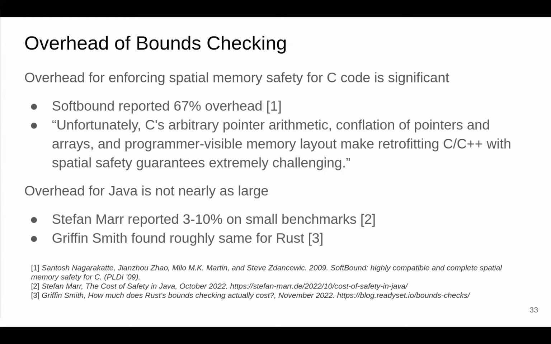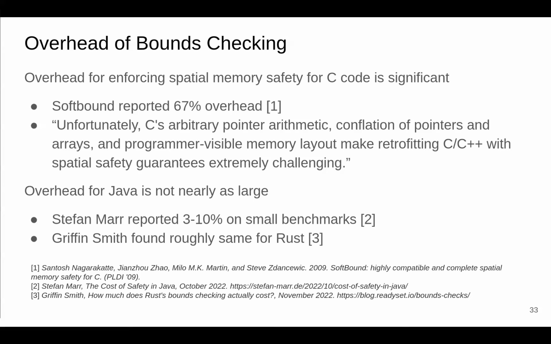And the only difference here is the programming language. Rust is built so that you can actually add bounds checking. In C, with the conflation of pointers and arrays, the programmer-visible memory layout and whatnot, it's next to impossible to implement this efficiently. So in C you have to implement some disjoint metadata to keep track of bounds information because you cannot do it inline, which results in this massive amount of overhead. So far so good.